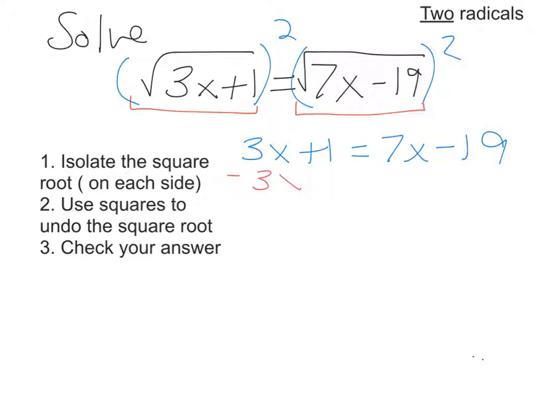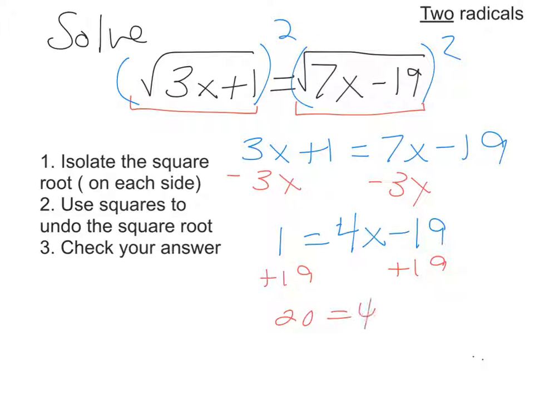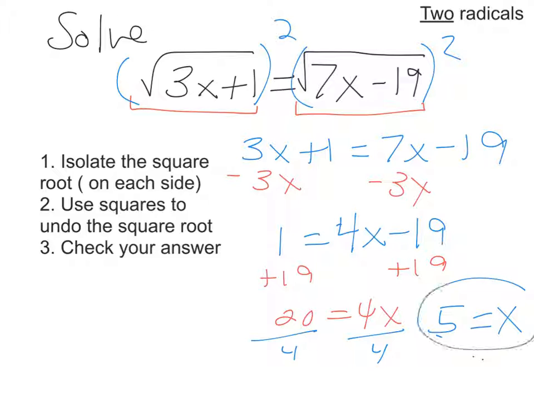So I'm going to subtract 3x from both sides. And then I will go ahead and add 19 to both sides, just because I'm trying to isolate the variable. And we don't want x to be multiplied by 4, so we'll divide by 4. So we do get that x is equal to 5.